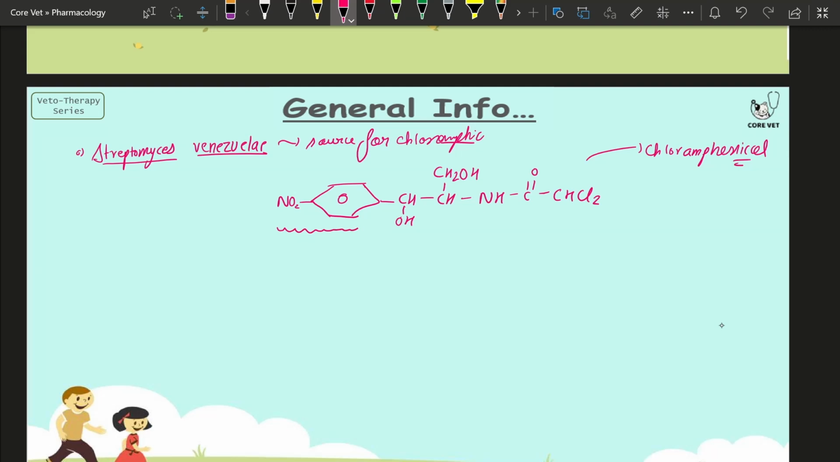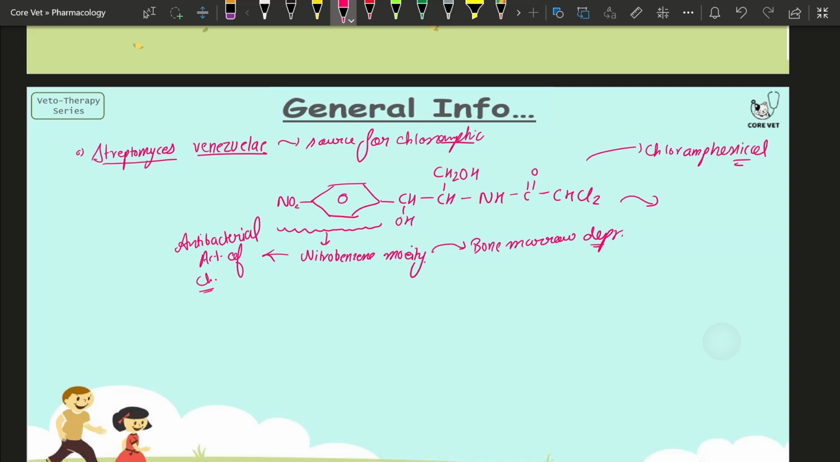This particular moiety is known as the nitrobenzene moiety. It is responsible for the antibacterial action of chloramphenicol. The same moiety is also responsible for an adverse effect, which is bone marrow depression. We will discuss it later when we cover the adverse effects. And if we add certain groups to this structure, we also get the chloramphenicol derivatives. We will discuss that too.